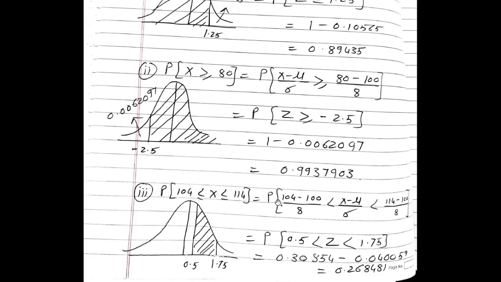Third part of the problem, probability 104 less than or equal to x less than or equal to 114, which is equal to probability 104 minus 100 upon 8 less than x minus mu upon sigma less than 114 minus 100 upon 8, which is equal to probability 0.5 less than z less than 1.75. Now both ordinates are positive, so both will come on the right hand side, and we will subtract the smaller probability from greater probability. So 0.30854 minus 0.040059. Answer is 0.268481.